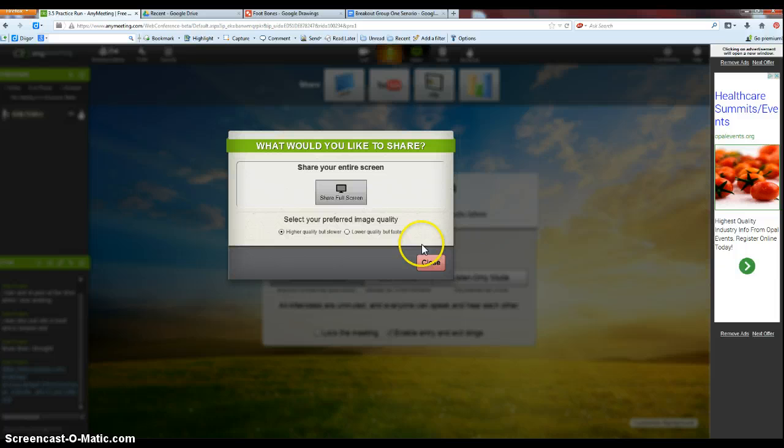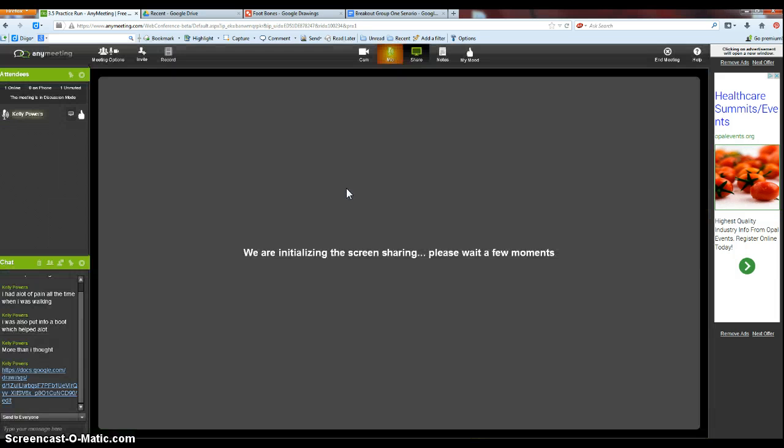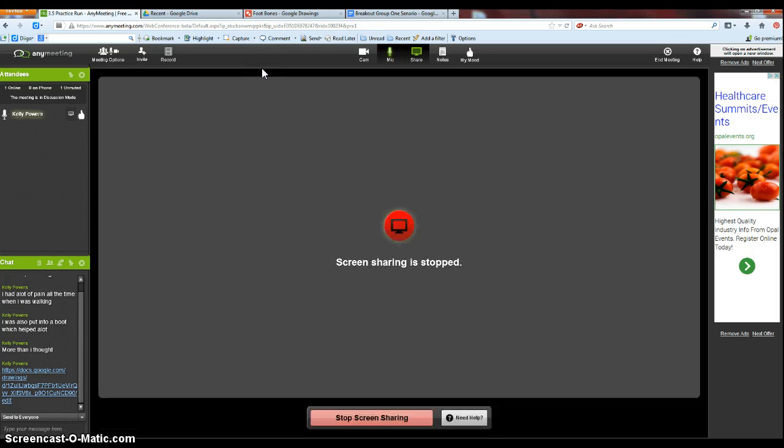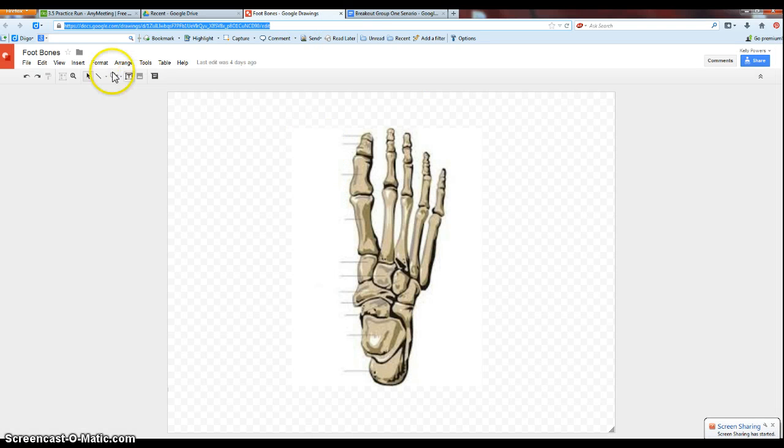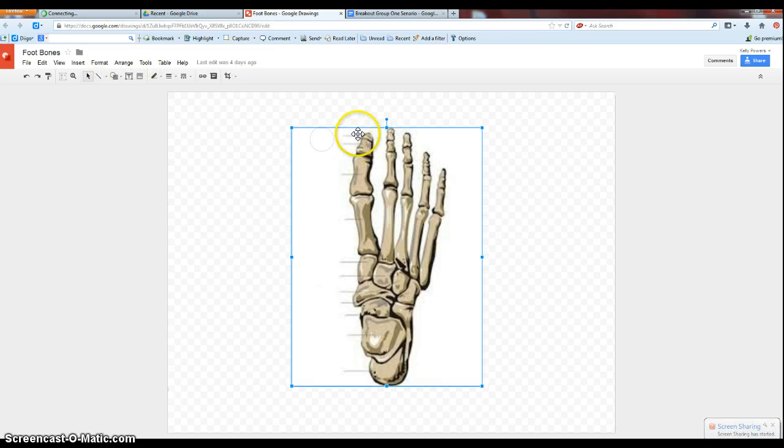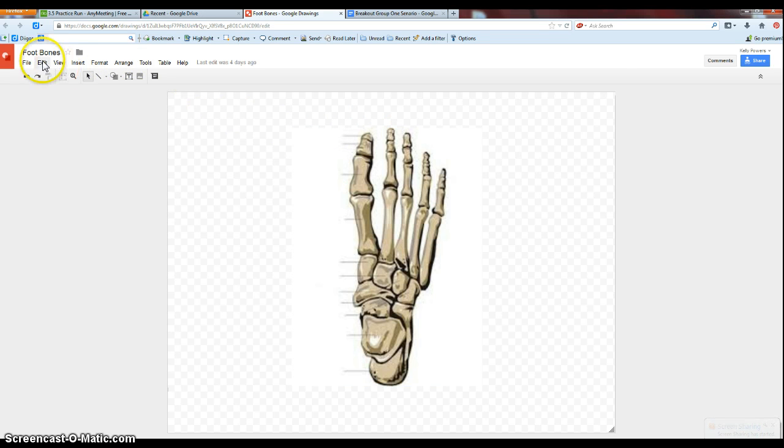So I'm going to screen share right now and see how people are doing working on this. Okay, so here we got. Okay, looks like this group has not started yet.